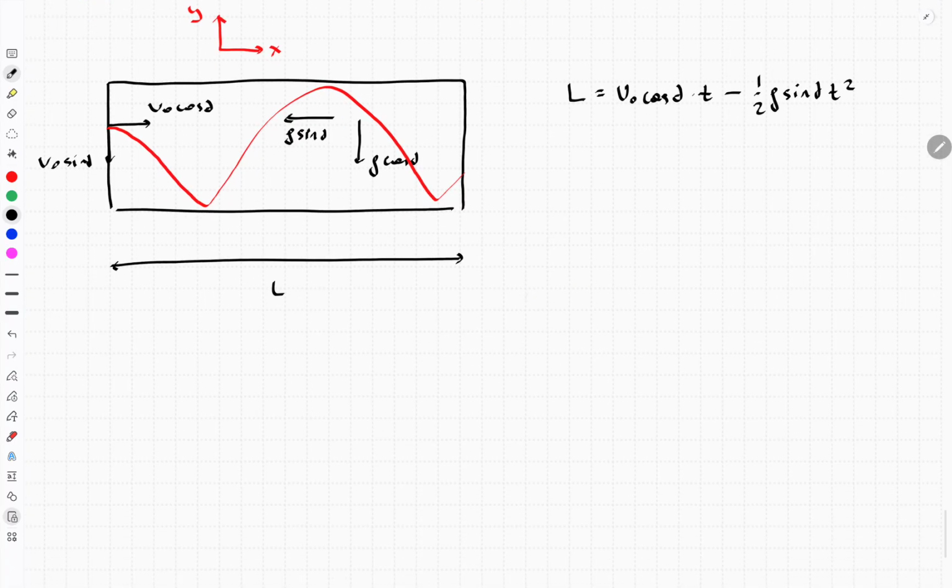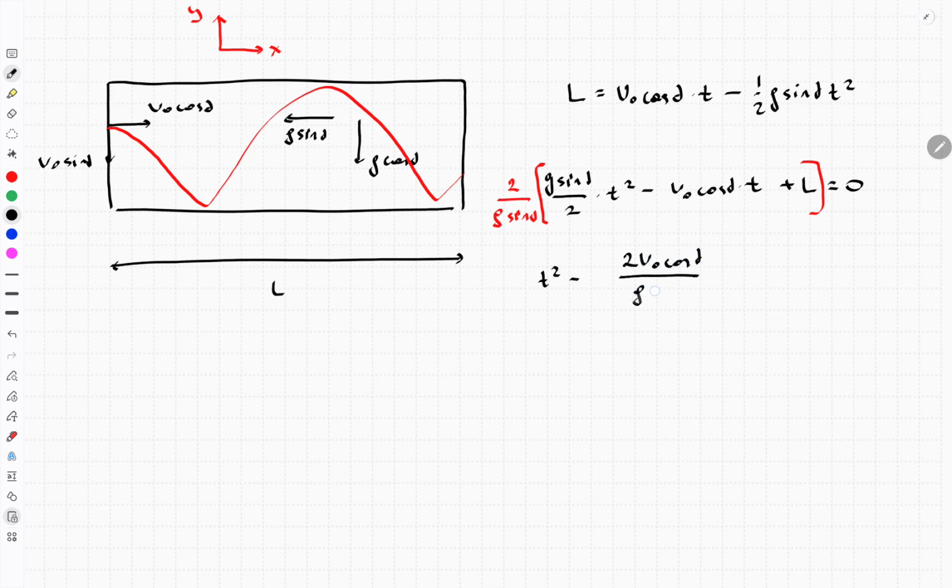So let's solve it. Let me multiply both sides by 2 and divide by g sine alpha. So it's a quadratic equation, and we have two possible answers.